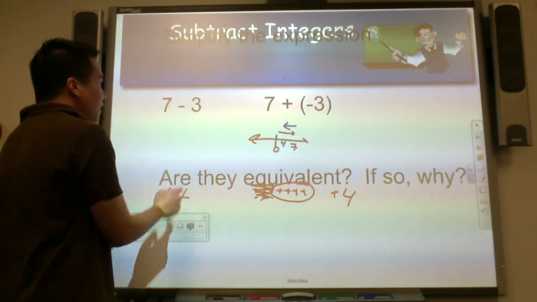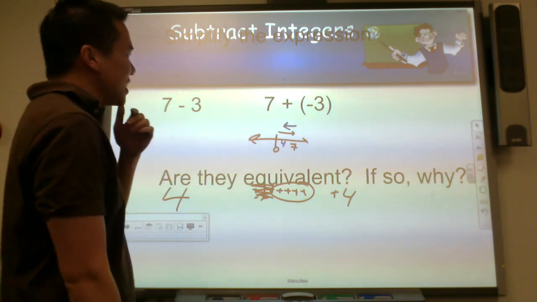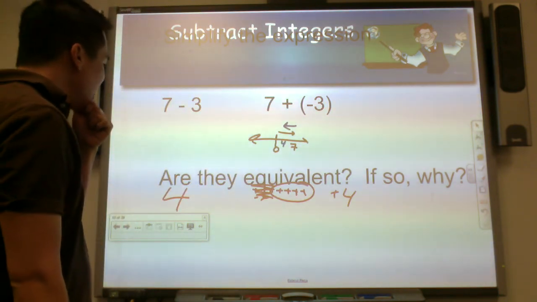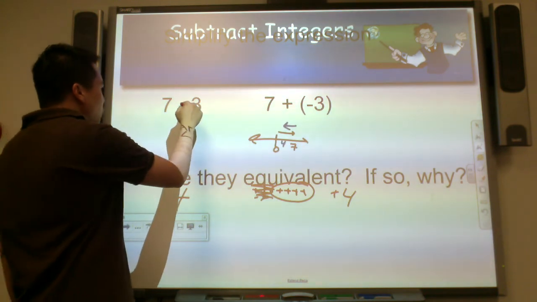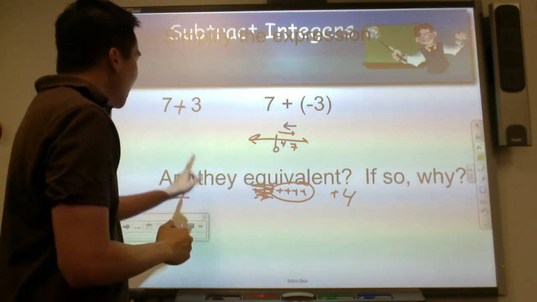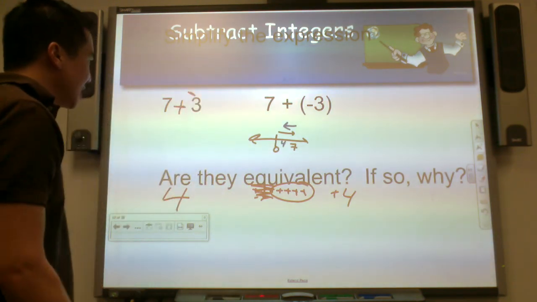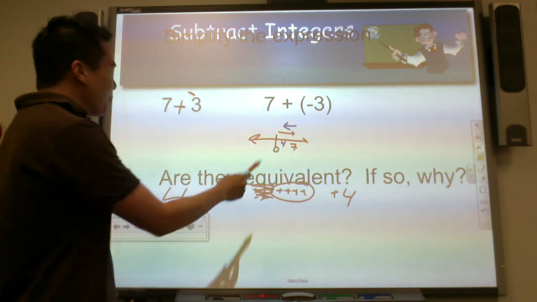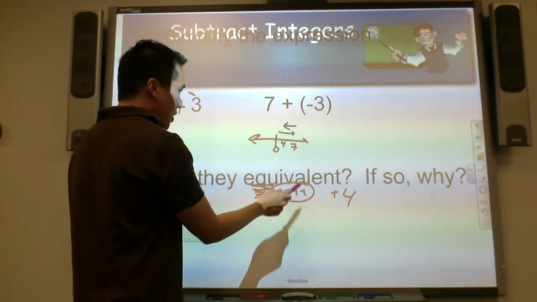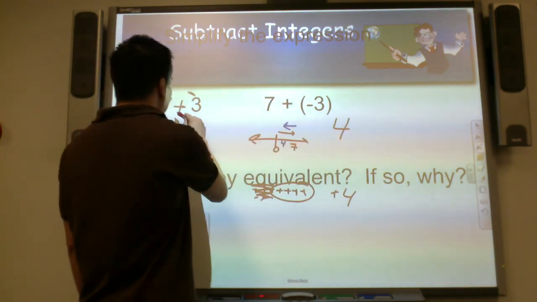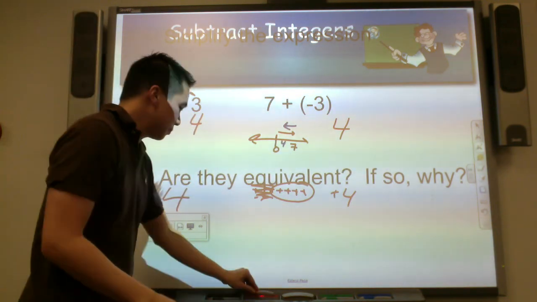So, why is 7 minus 3 equivalent to 7 plus negative 3? Let's look at this. How did they turn 7 minus 3 into 7 plus negative 3? It seems they changed the minus to a plus, and then they changed the sign of the next. Then all you do is add them up as if they were a plus. So 7 plus negative 3 is 4. And 7 minus 3 is 4, or 7 plus negative 3.